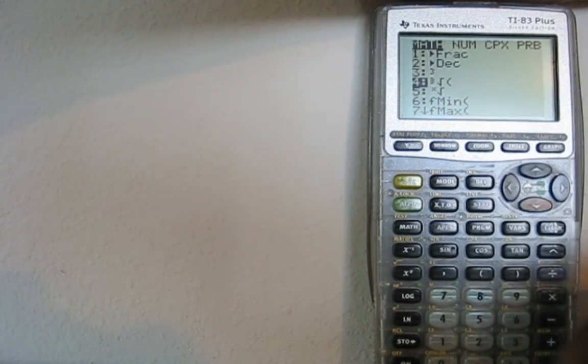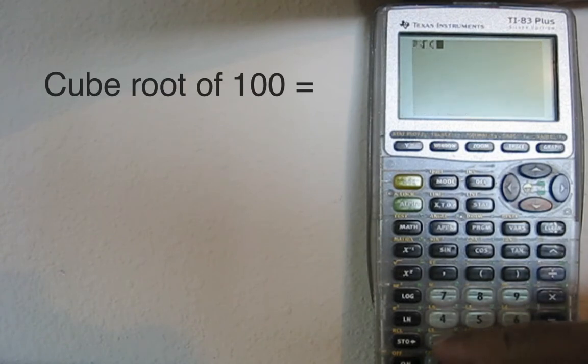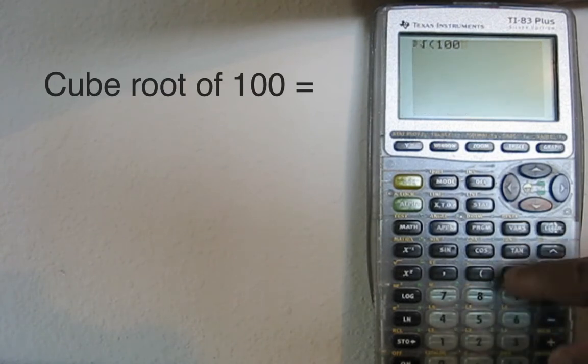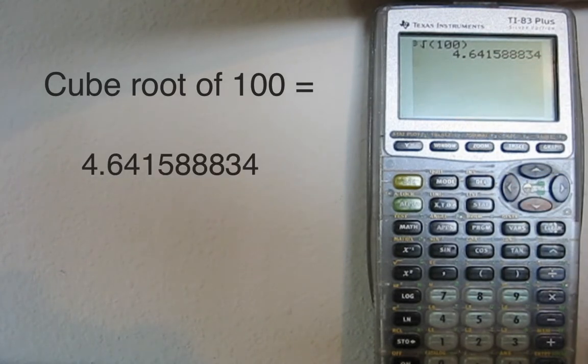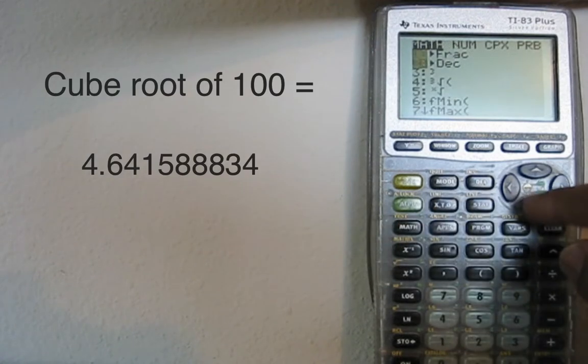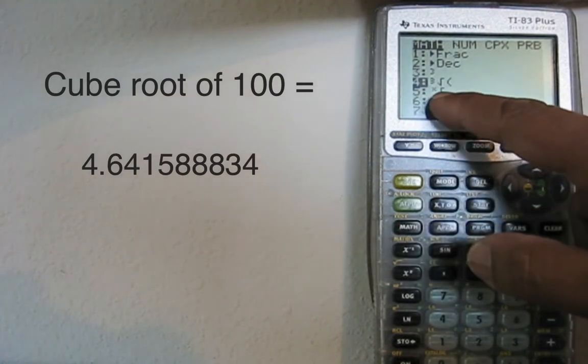There's several ways to get a cube root on a calculator. The first method involves pressing the math button, and if you scroll down to this one, it says cube root. If we want the cube root of, let's say, 100, I hit that, enter, then I press 100, close the parentheses and enter again. There's my cube root, 4.6415888834.